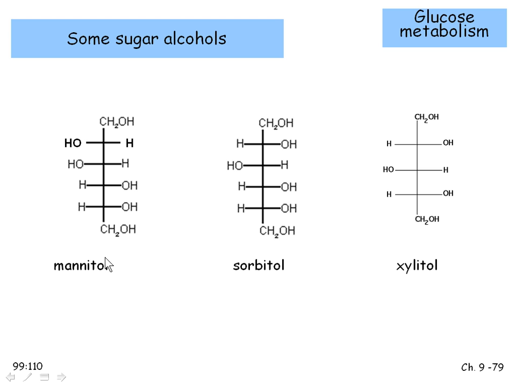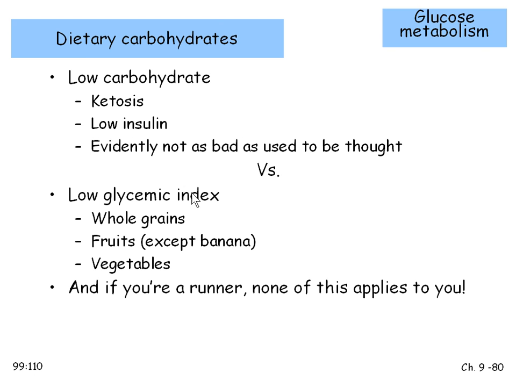Every carbon has an alcohol off of it instead of one of them being an aldehyde. And so these can't cyclize, for instance. They can't make circular forms. But they're also metabolized much more slowly, or not at all in some cases, than 5 or 6 carbon sugars would be. These are sugar alcohols. Xylitol was isolated from a tree, and xylose is Greek for tree. I don't remember the sources of the others.